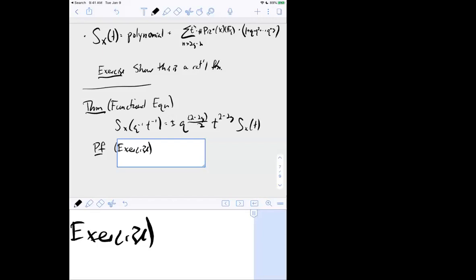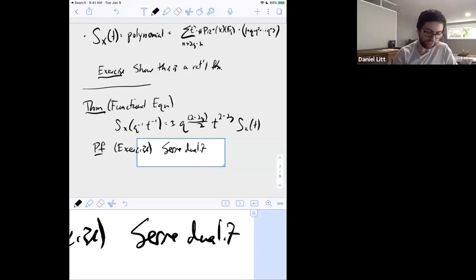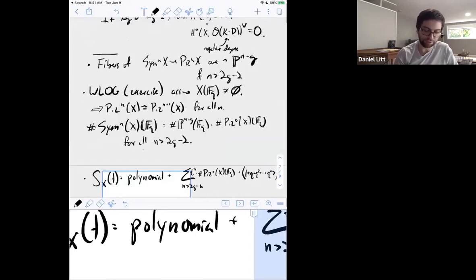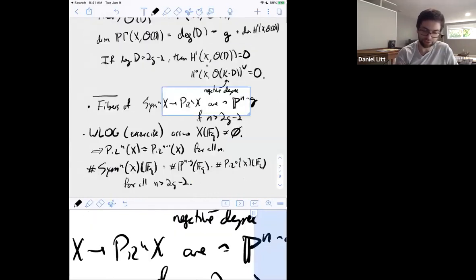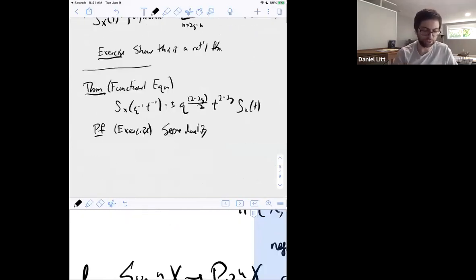Does it come from Serre duality? Yeah, it's going to come from Serre duality. So in other words, you're going to have to get enough control on this polynomial by writing it as, you know, counting sections of some line bundles to show that it has some kind of symmetry, and that symmetry is going to come from Serre duality.